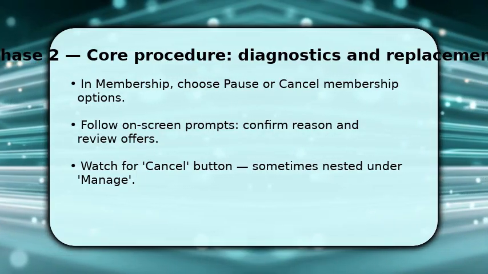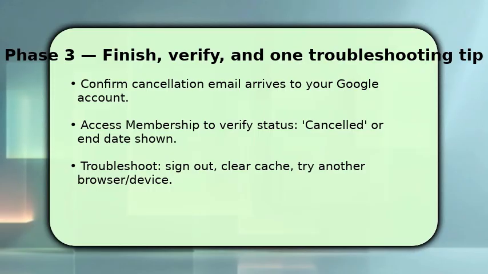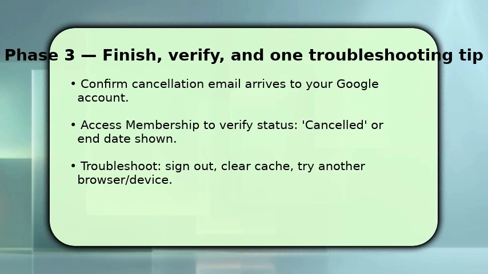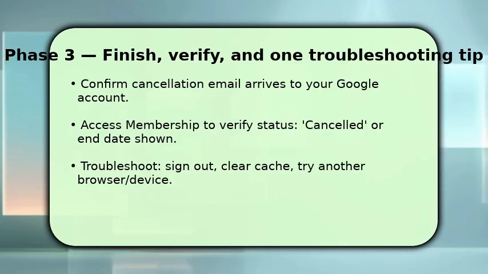To finish, check your email for a cancellation confirmation. That's your receipt. Then revisit membership to verify the status shows canceled or displays the trial end date so you won't be billed. If you don't see cancellation options, sign out and sign back in, clear browser cache, or try a different device. Sometimes the app caches state.